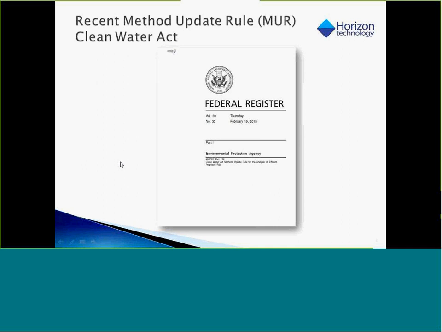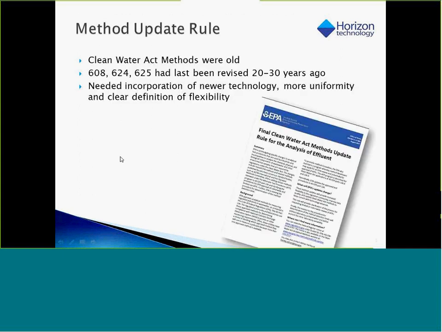Well, a number of years ago, the EPA developed the Method Update Rule. It was actually introduced in 2015, and they accepted comments. There were 3 new methods in this, Method 624, 608, and 625. And why did the EPA feel the need to do this? Well, the Clean Water Act methods in particular were very old. Methods 608, 624, and 625 had been revised 20 to 30 years ago.